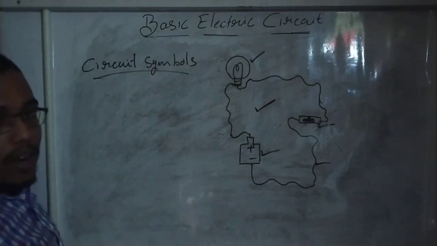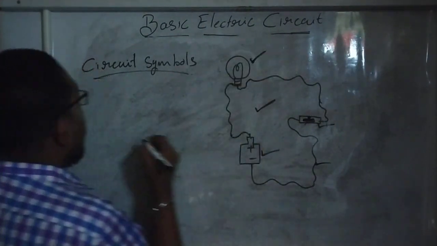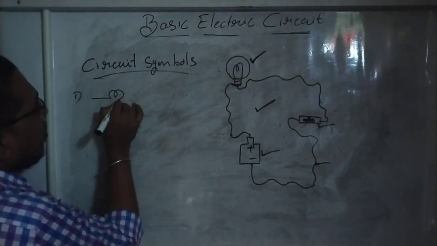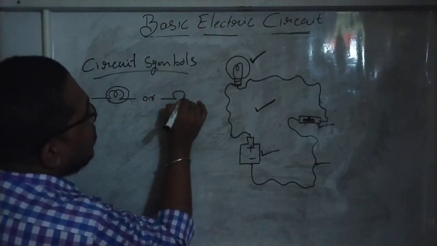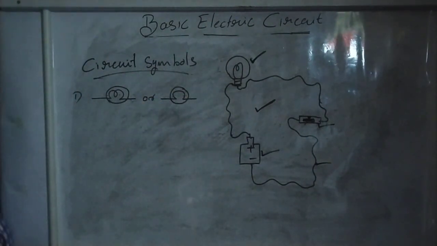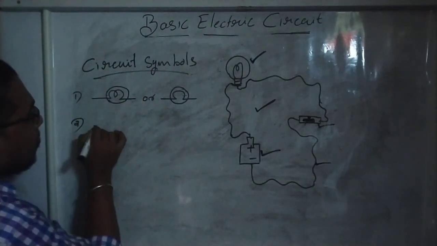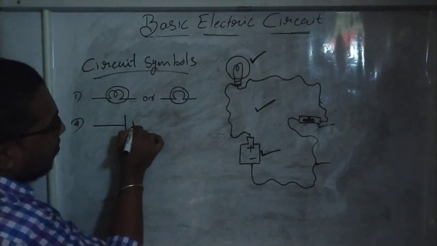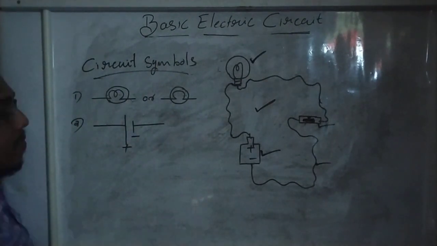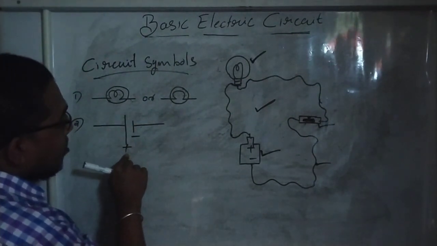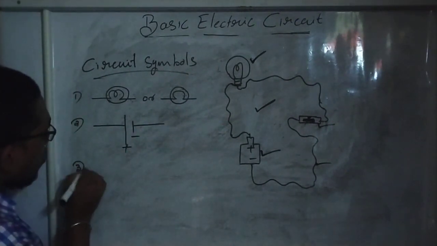Let us discuss one by one. Circuit symbols. First one, electric bulb. The electric bulb can be represented by these symbols. Both are correct. Okay. The second one, electric cell. This is what we call electric cell with the positive and negative terminal. It is very important. The bigger leg will be the positive terminal and the smaller one will be the negative terminal. Okay.